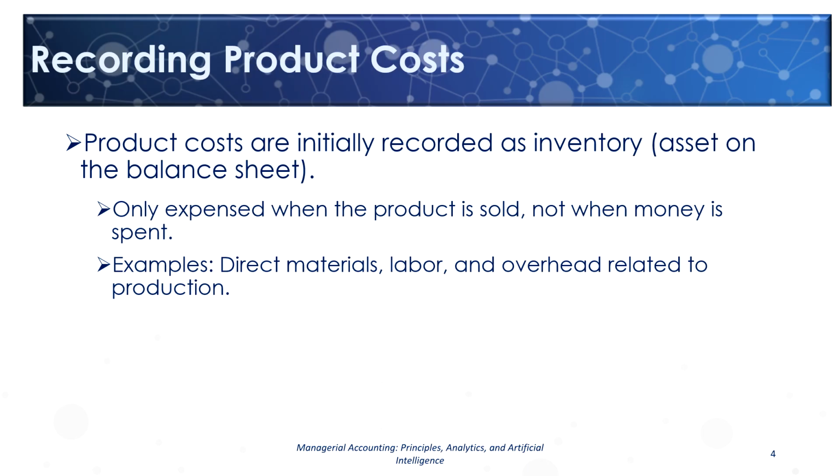Product costs are handled differently. Product costs are initially recorded as inventory, which is an asset on the balance sheet. They are not expensed when money is spent. Instead, they are expensed later, when the product is sold. At that point, the product cost becomes cost of goods sold. Please note, product costs are recorded as inventory first and expensed as cost of goods sold when they are sold.